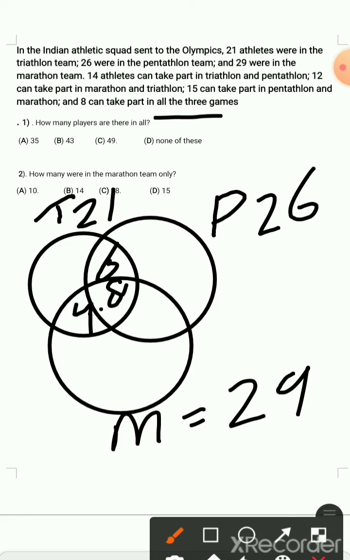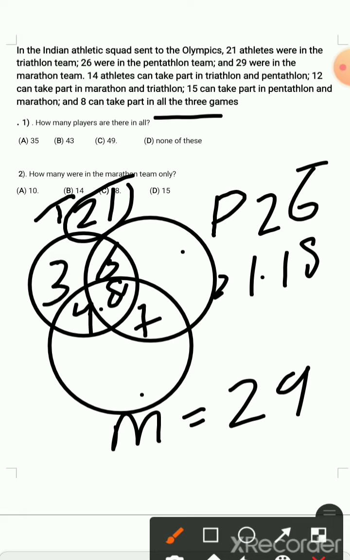12 done. 15 can take part in pentathlon and marathon. Pentathlon and marathon, how many? This is 15. This is 8, so this is 7. Now understand how much is the value of this and this circle. Out of this triathlon, this is the sum of 8 plus 6, 14. 14 plus 4 is 18. So this is 21, this is 18. So how much is this value? 21 minus 18, so this comes out to 3.